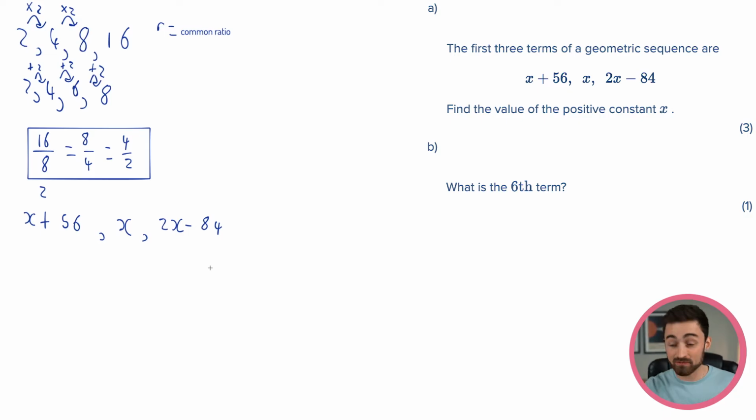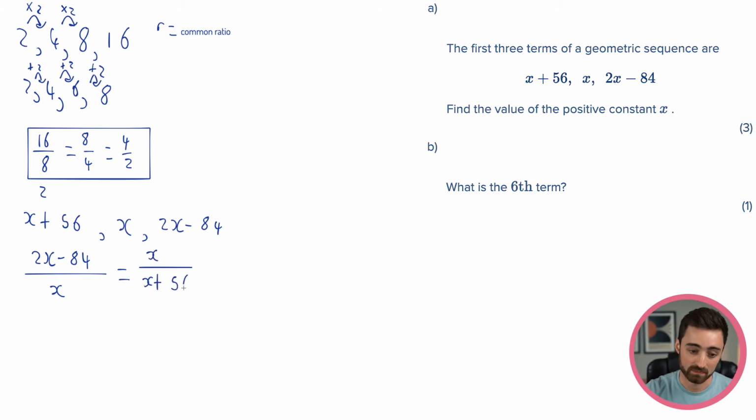And this is why this question is difficult, because there's x's in it, it gets a bit confusing. But as soon as you realise, wait a minute, this 2x minus 84 behaves exactly like this 16 does. This x behaves exactly like this 8 does, etc. In other words, the third term divided by the second term, which is what we did here, right? Third term divided by second term, or in that case, fourth divided by third, but subsequent terms. The third term divided by the second term is the common ratio. And that ratio is going to equal the second term divided by the first term.